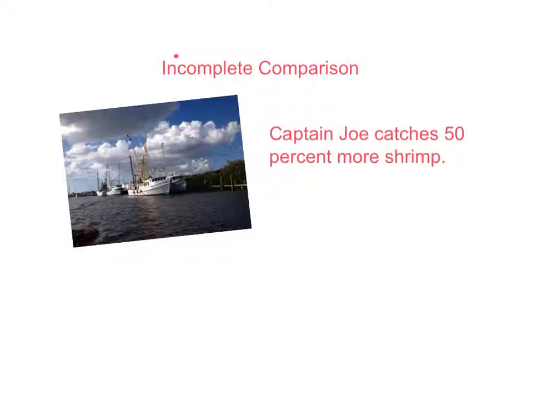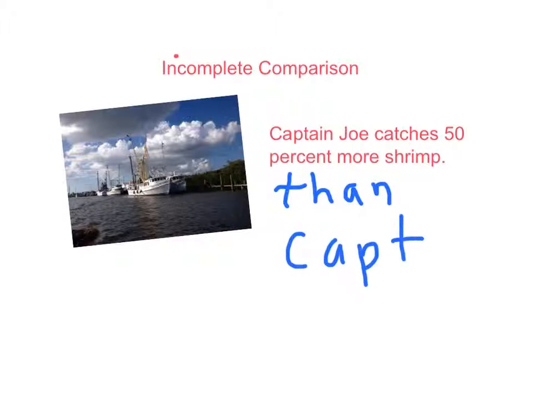Here's another example of an incomplete comparison. Captain Joe catches 50% more shrimp. Well, what do you want to know? He catches 50% more shrimp than Captain John. Now you've got a complete comparison.